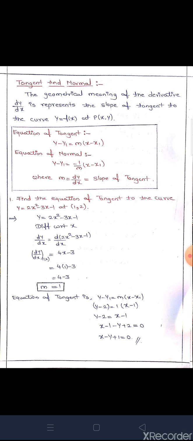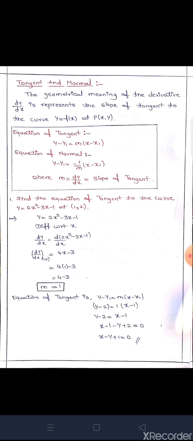Similarly, you will be having equation of normal, that is y minus y1 is equals to minus 1 upon m into x minus x1. So here dy by dx is nothing but m. It represents the slope of tangent. So consider first example. Find the equation of tangent to the curve y is equals to 2x square minus 3x minus 1 at 1 and 2.